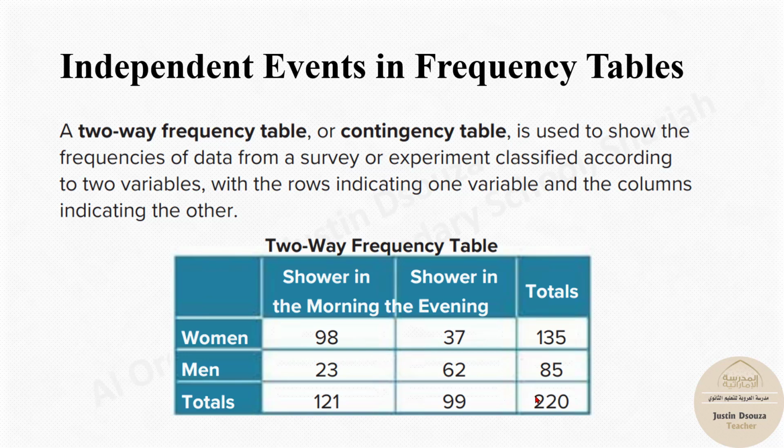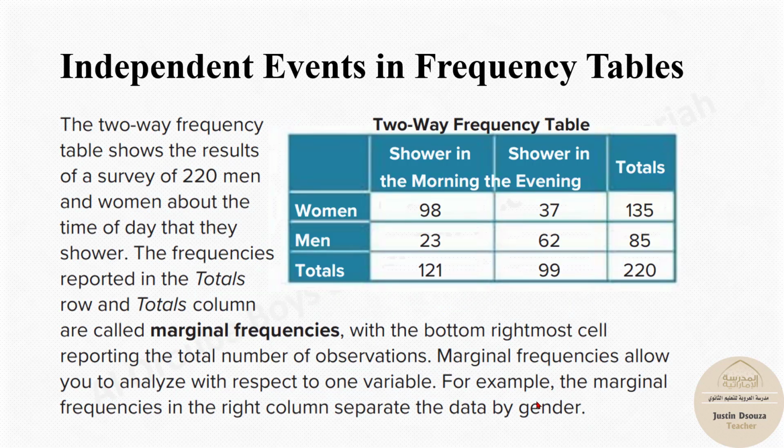And then over here, the last column is the total number of people. All men and women, all those who have been surveyed or all those who are in the study. So this is all those who showered in the morning, added up together. This is the evening, and women and men. If you add all four of these, or any of these two, you will get a total of 220. Now that's a two-way frequency table. Very simple, isn't it? Now here they have just told what it is.